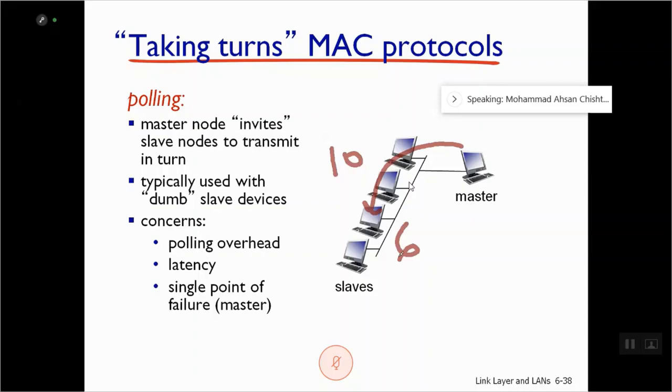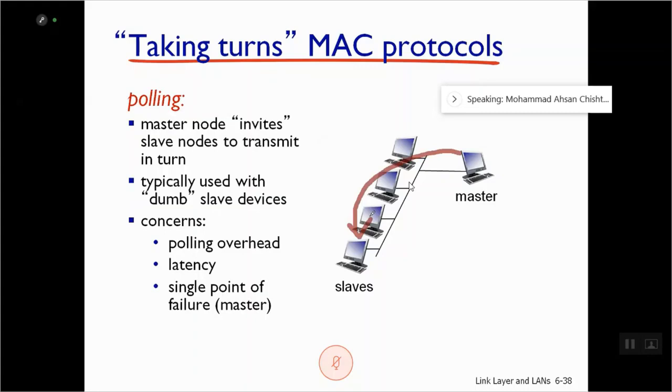The master node can determine when a node has finished sending its frames. How? The master node continuously listens to the channel. When it sees a lack of signal on the channel, so only 6 were sent, the master node detects that the channel is empty. It gives the channel to some other node, that is node number 4. At this instance of time, node 4 would be sending the data. So the remaining 4 slots during which frames could be sent are not wasted. That is an advantage here.